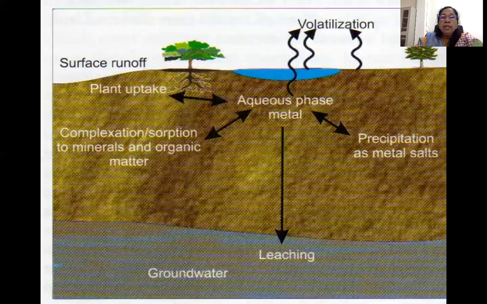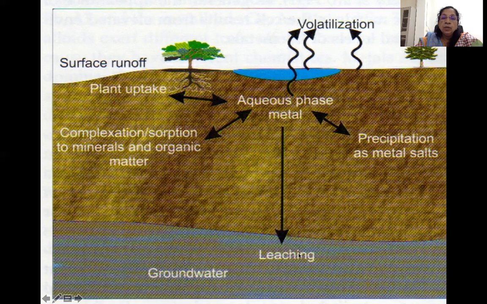The bioavailability depends upon the different pathways of the metals in the environment. And here you can see that the aqueous phase of a metal, when they are in the soluble form, may be present in the surface water bodies, or through the soil they can go to the groundwater because they are more mobile, they are not sorbed, and they are soluble. When they are present in the surface water, they are also capable of volatilization, or moving to the gaseous form into the atmosphere, for example, mercury.